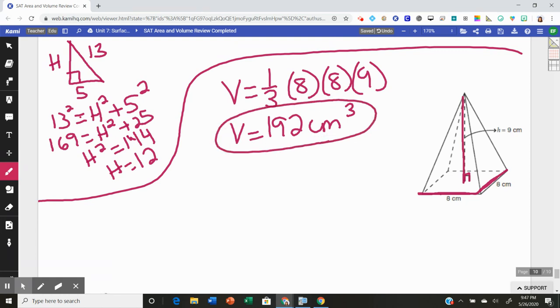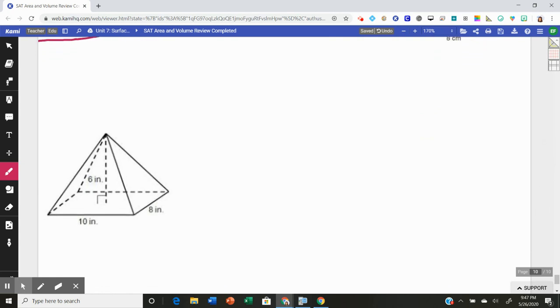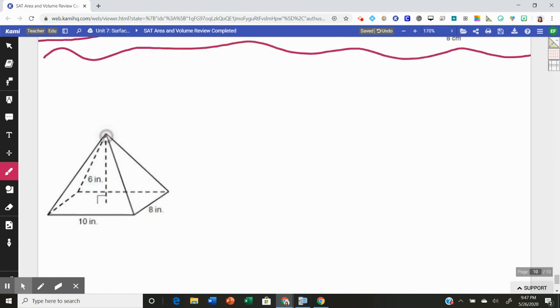All right, if you haven't paused me yet, please do so now. Take a look at this last problem. See if you can calculate the volume of this pyramid. Again, you're given that perpendicular height and you're given your two dimensions for your base. So go ahead and give it a try.